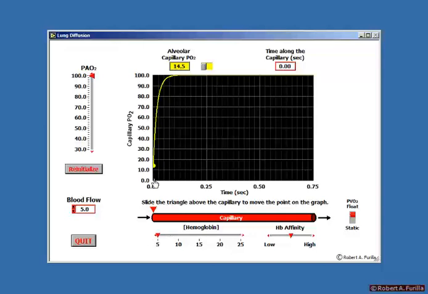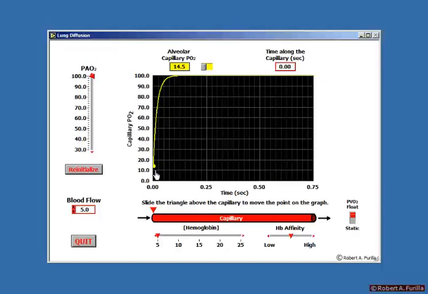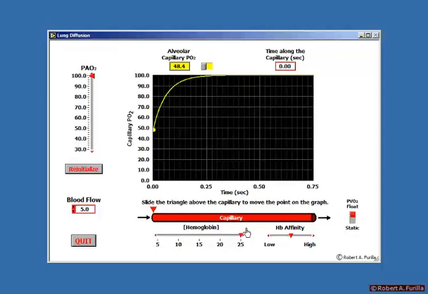Also notice what happened here. The venous PO2, the pulmonary arterial PO2, is much, much lower now. And I'll talk about the arterial-venous O2 difference in another segment. And of course, if we're polycythemic, we're up to nearly 50 millimeters of mercury pressure. So let's go back to our initial condition.